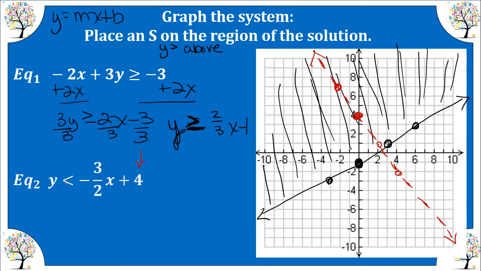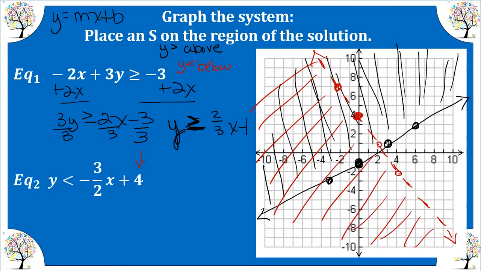Then we have y is less than. So when we have y is less than, we shade below. I'm going to go in a downward motion and shade all of this region below the red line. So using different colors when graphing these is very helpful.